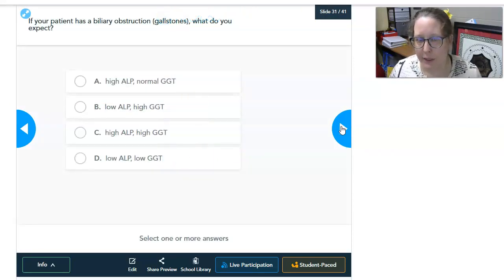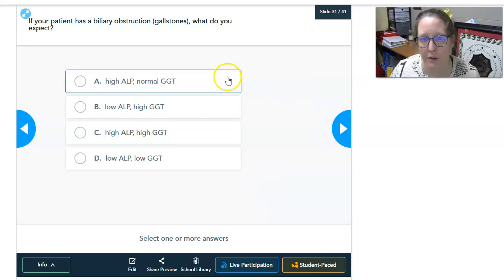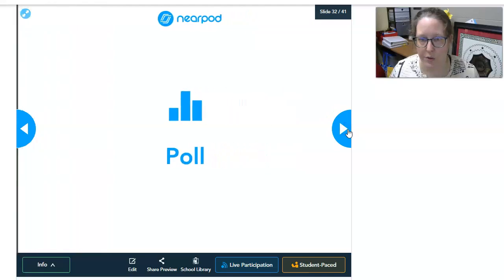If your patient has a biliary obstruction or a gallstone, what would you expect? So what result pattern would you expect? The choices are: high alkaline phosphatase, normal GGT; low alkaline phosphatase, high GGT; high alkaline phosphatase, high GGT; and low alkaline phosphatase and low GGT. So what pattern do you think would fit biliary obstruction, based on what you've learned so far?